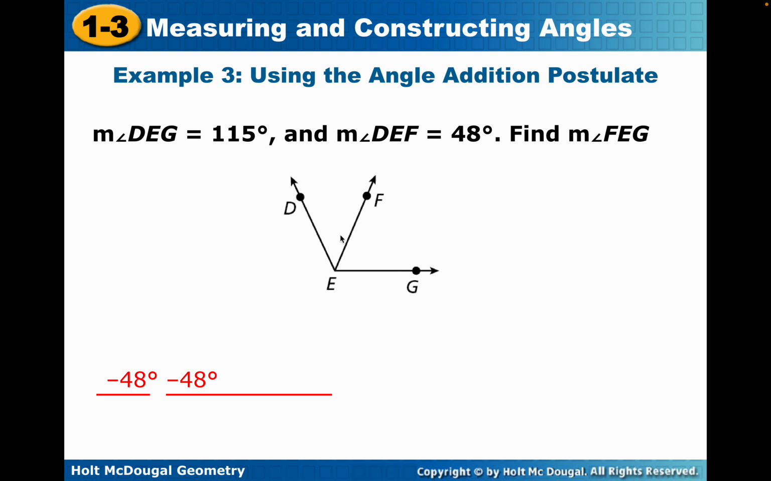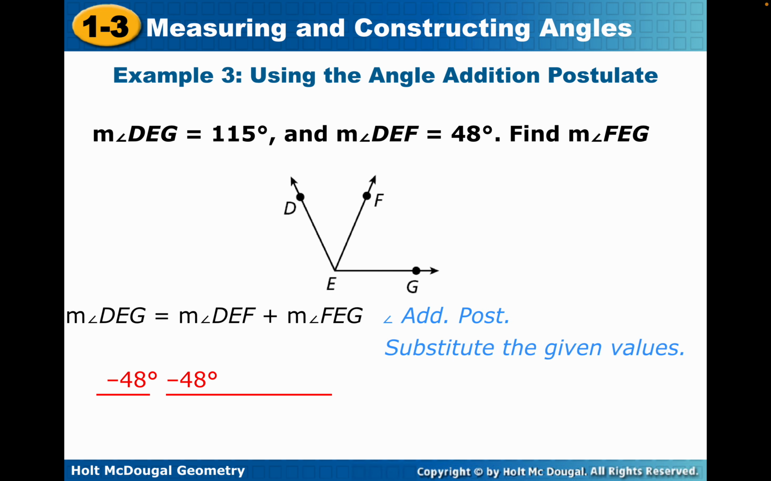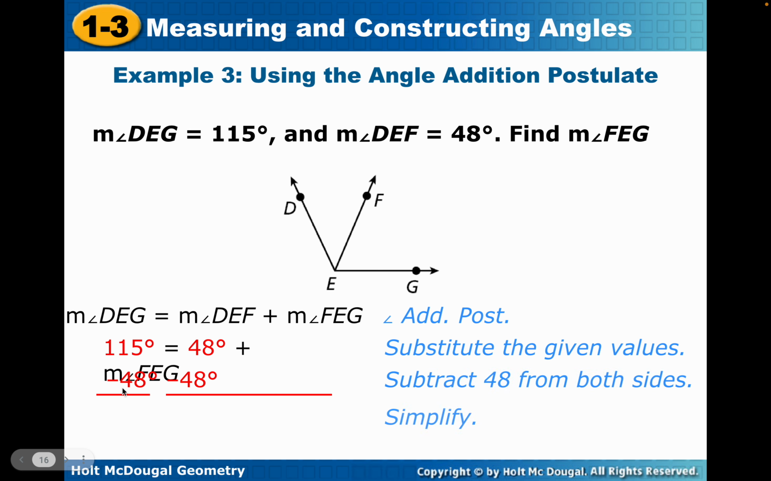Then it tells us that the angle of DEF is going to be 48, so that's going to be this angle right here. So if this is 48 and the whole angle is 115, we need to find just this angle of FEG. Since we're just finding part of the angle, not the whole angle together, we're going to subtract. So we need to use the angle addition postulate, subtract and substitute our given values. So this is 115 equals 48 plus the measure of angle FEG. We're going to subtract 48 on both sides, and that's going to give us 67. So the measure of angle FEG is going to equal 67.